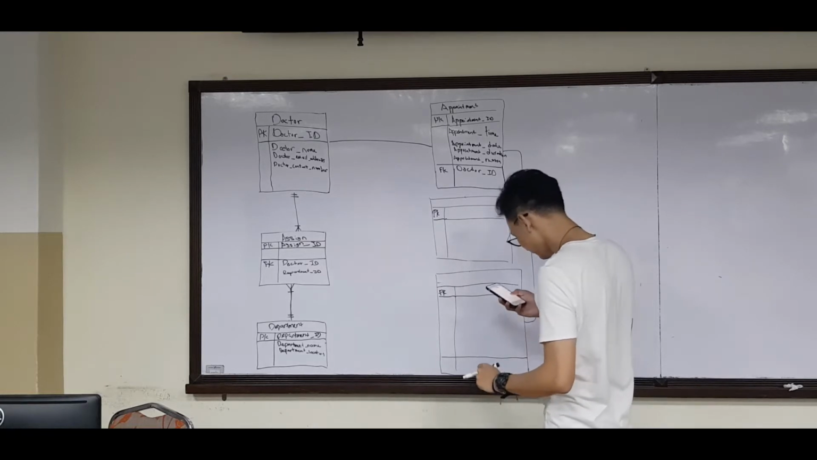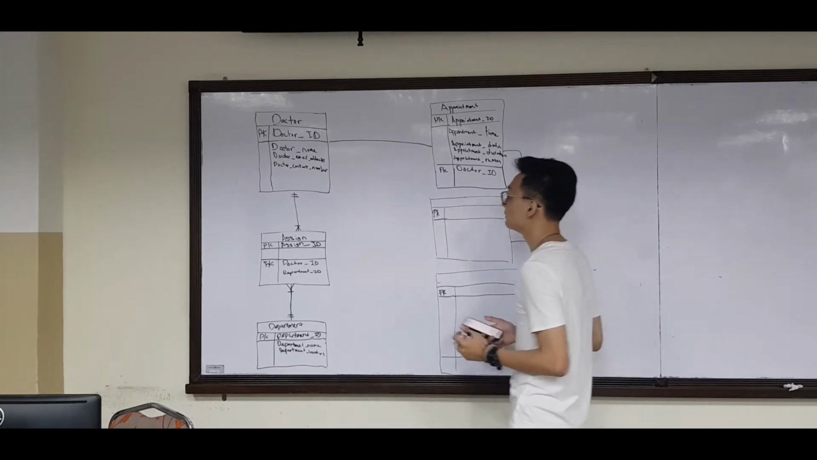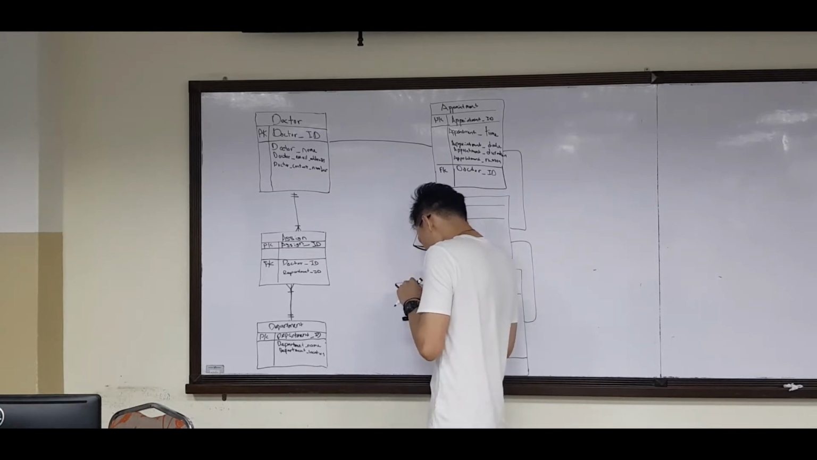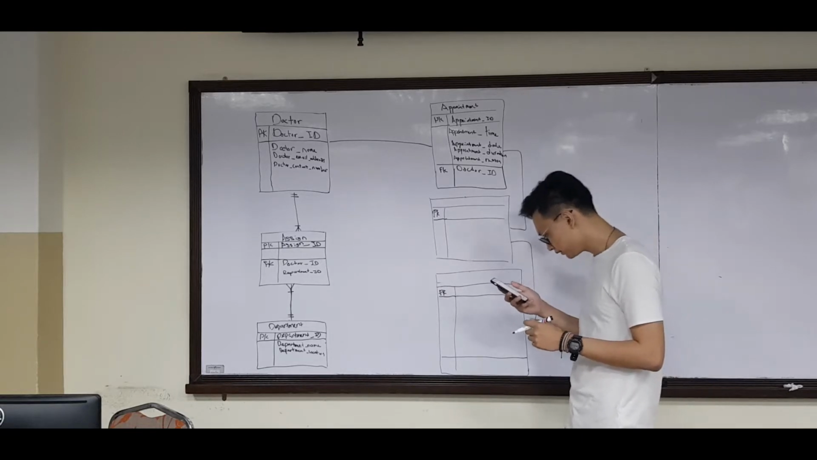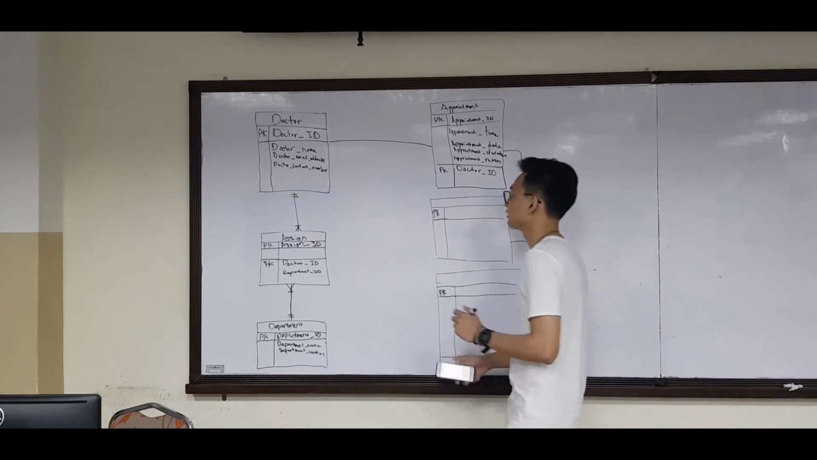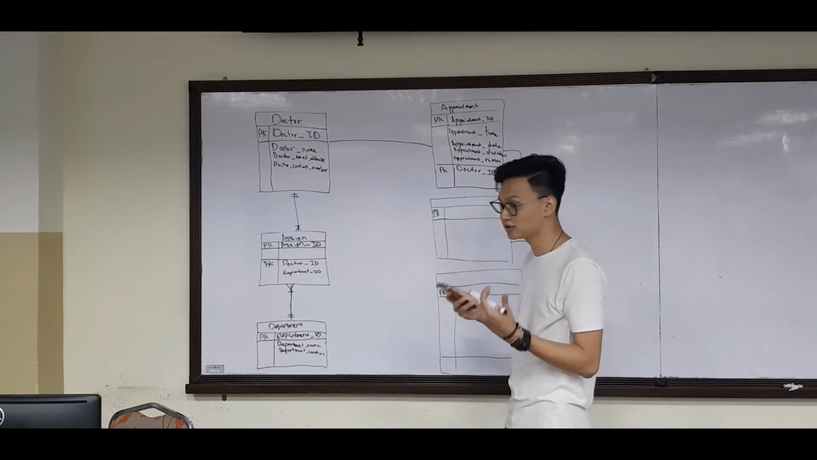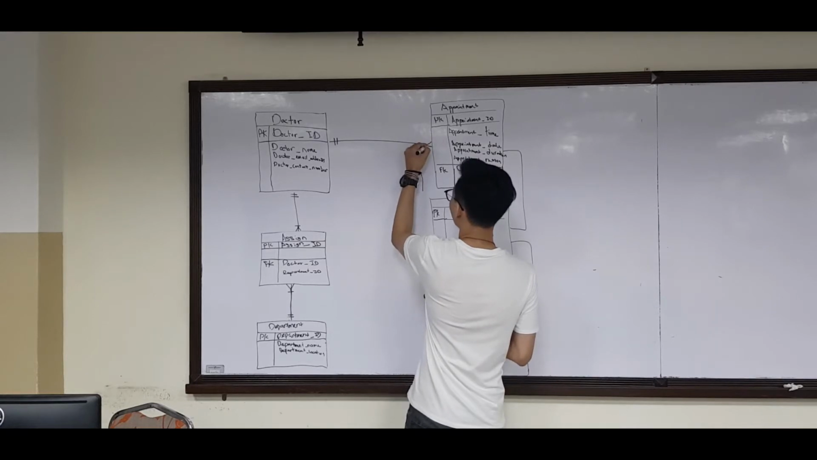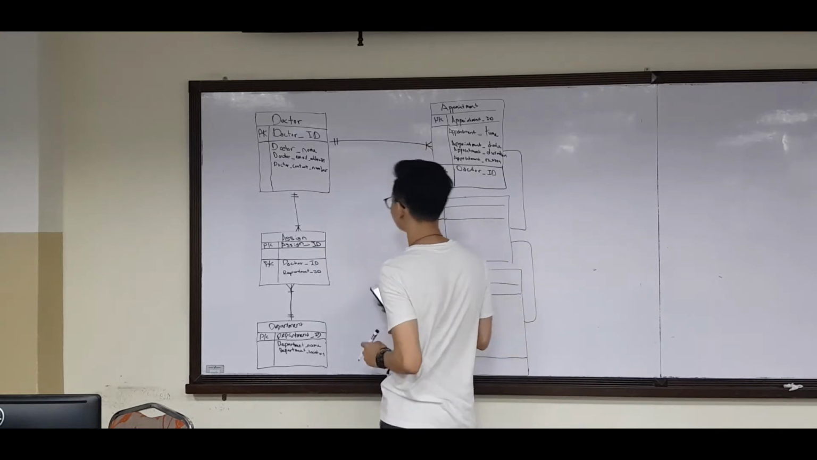Okay. Next is the relationship. So the doctor can be scheduled for many appointments, and each appointment is scheduled with exactly one doctor. So it's one to many because of what I just explained. One doctor can have many appointments, but an appointment must have one doctor. Okay.